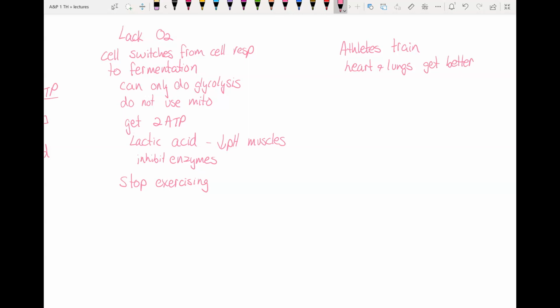Athletes can keep running for a longer time than somebody who's out of shape. Yes, their muscles are better, but it's not just the muscles. Their heart and lungs are better at sending oxygen, so they don't switch over to fermentation as quickly. Their heart and lungs are able to keep up with the muscles' demand for oxygen. So their cells don't switch to fermentation.